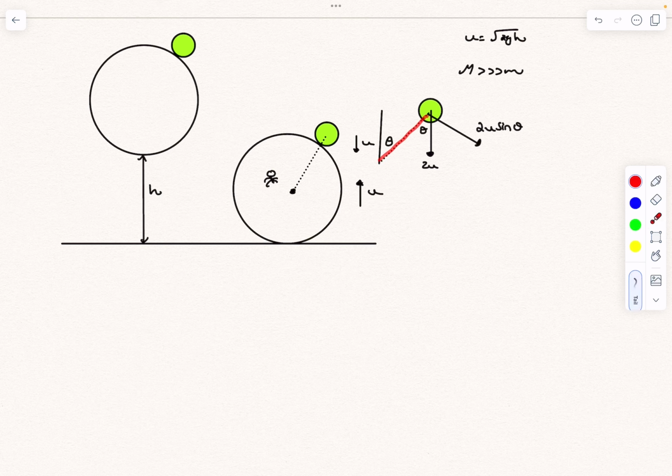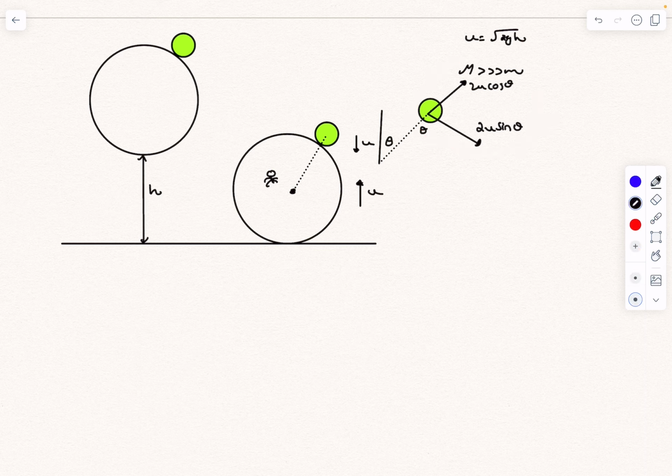Whereas as the collision is elastic, the approach velocity, which is 2u cos theta, will simply change its direction. So it will be now 2u cos theta in the opposite direction. So this is how the velocity of the ball after collision looks like relative to the heavier ball.